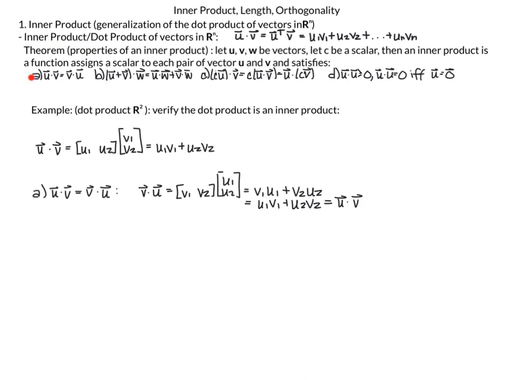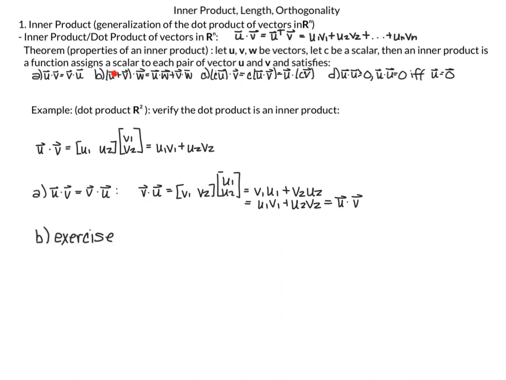To establish this first condition that U dot V equals V dot U, I will compare my U dot V to V dot U. So for V dot U, I take V transpose multiplied by U, and I get V1 U1 plus V2 U2. Now, because V1 and U1 are both real numbers, and multiplication of real numbers commutes, I can change this to U1 V1. Similarly, V2 U2 can become U2 V2, and this here is simply U dot V. So what I have shown is that V dot U is equal to U dot V.